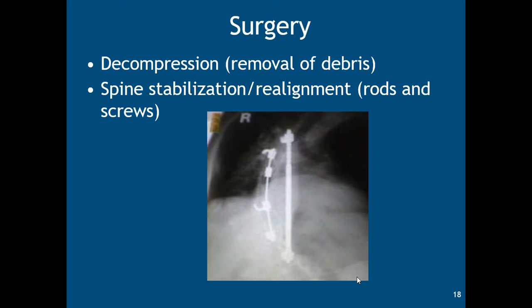Now, we can do surgery if there's definite evidence of spinal cord compression, progressive deficits, a compound vertebral fracture, penetrating spinal cord wound, or bony fragments in the spinal canal. That's performed early on to help with decompression, and fusion can also be done to stabilize the spinal column. Decompression is where surgeons work on removing the debris, and then spinal stabilization or realignment is where they would place rods and screws.